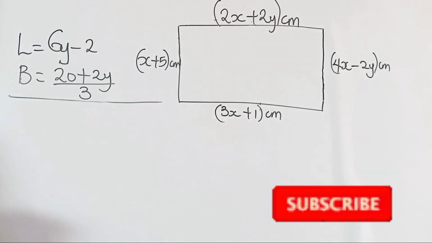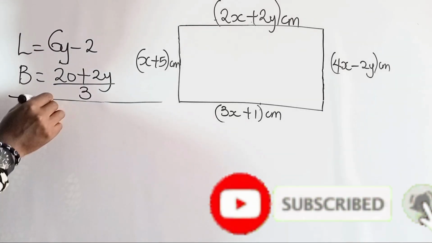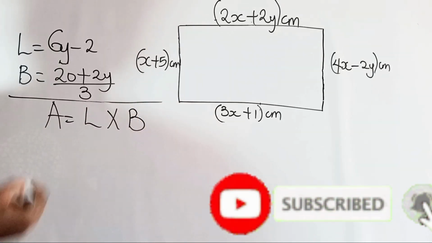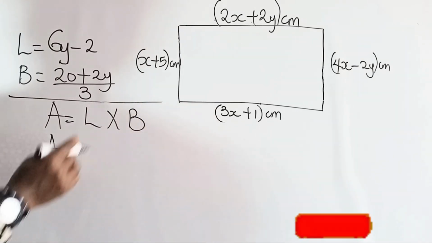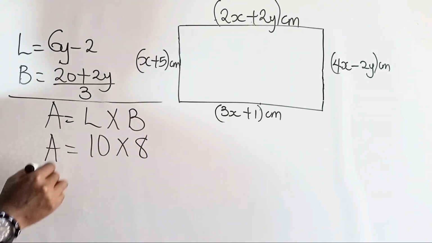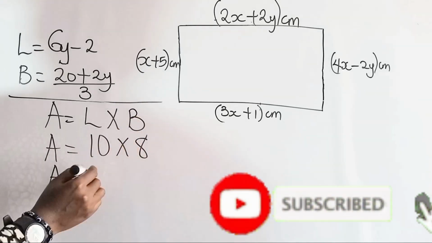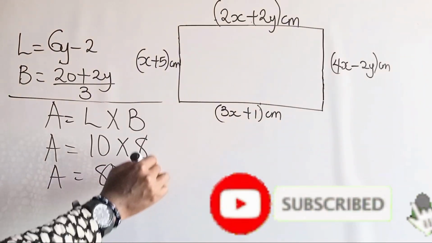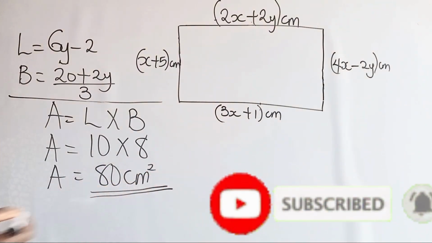What is next is to use the formula, which is area equals length times breadth. The area is what we are looking for. The length we found to be 10, and the breadth 8. So area equals 10 times 8, which is 80. Because it's a square, we have centimeter square as our answer.